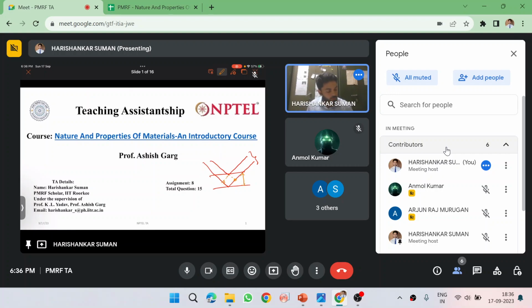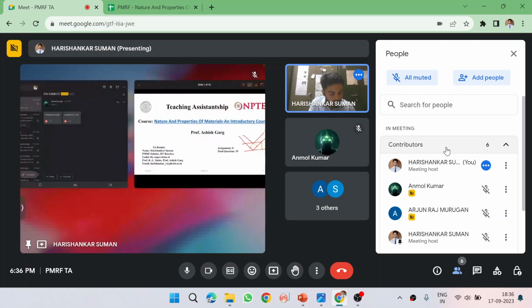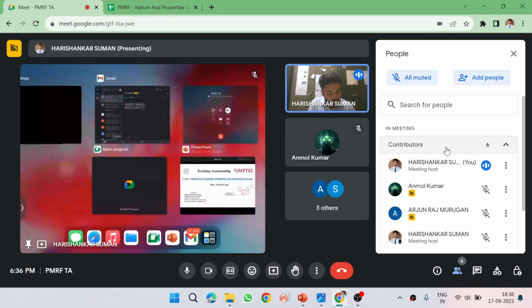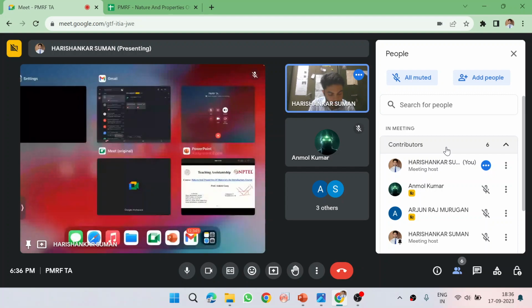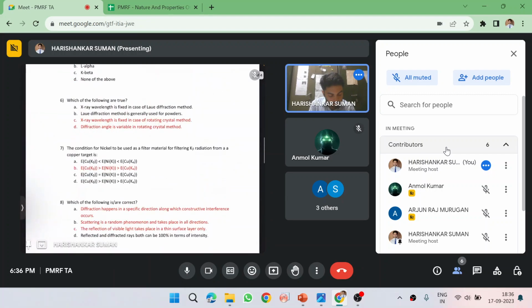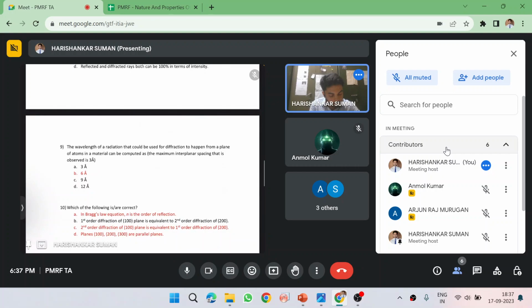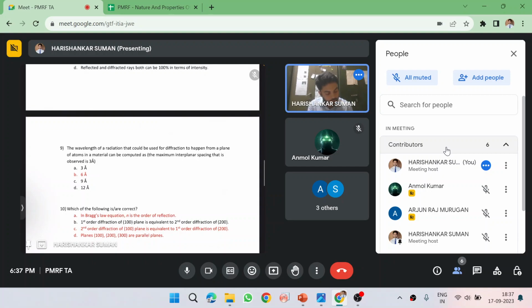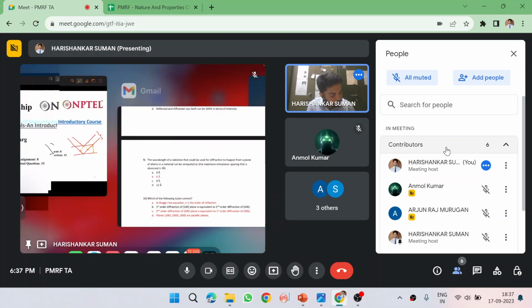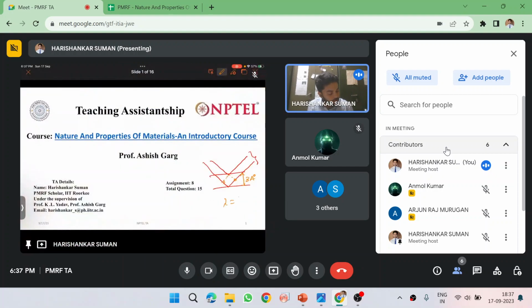So what is the question now? Read 7, question number 9. The wavelength of the radiation that could be used for diffraction to happen from a plane of atoms in a material can be computed as the maximum into 3 angstrom. So this is 3 angstrom. So we have to find possible lambda.